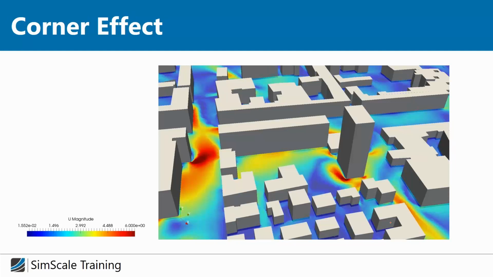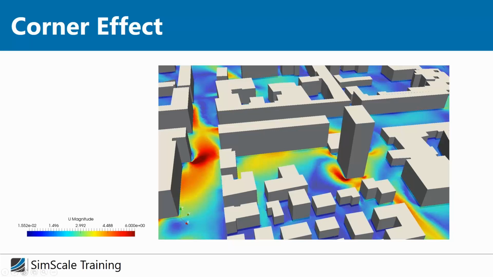Or also very important, the so-called corner effect. And a lot of times, basically, the corner effect is the reason for disturbances of the flow field, because a building is like a bluff body. And once the air hits the building, at the corners, the building starts to generate vortices and eddies. And this generates the upstream and the downstream side.